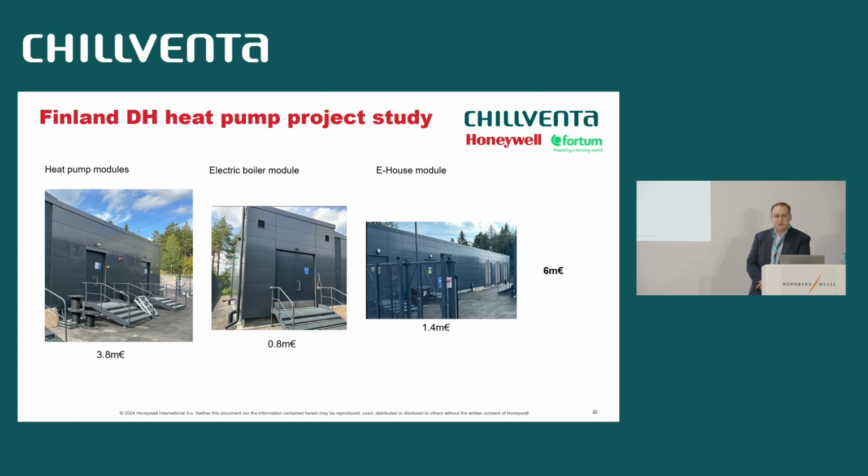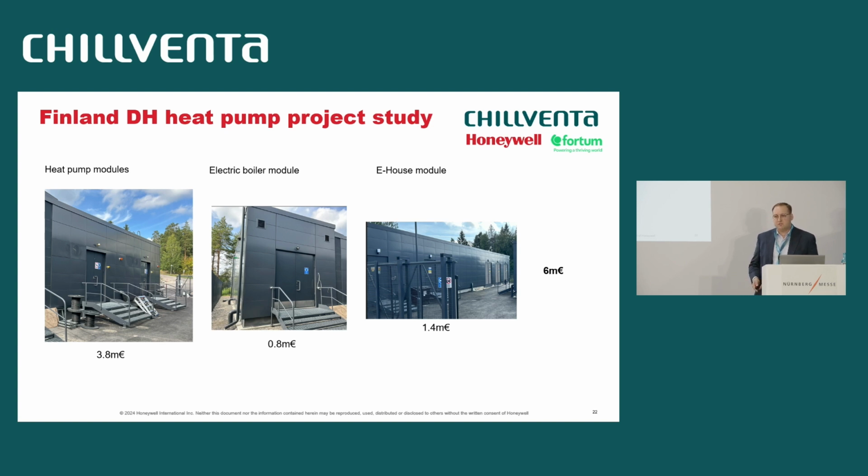So let's talk a little bit about cost for the existing project. The heat pump modules are about 3.8 million. Then you add on an electrical boiler, 0.8 million euros. And then you put in the electrical distribution, which is 1.4 million. And this is, of course, a high industrial standard on the unit. So there's also some additional cost around that. But we come up to 6 million in this existing project.